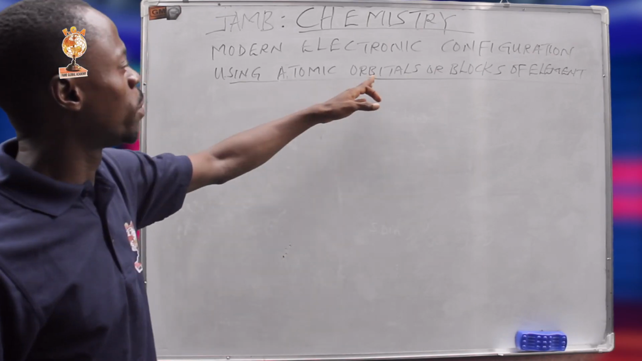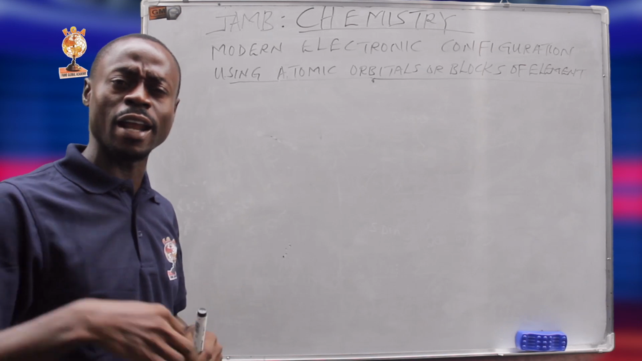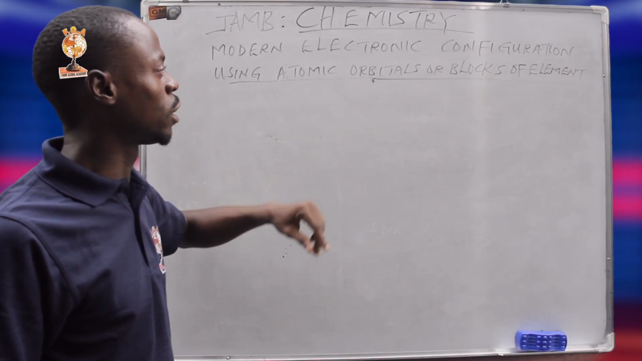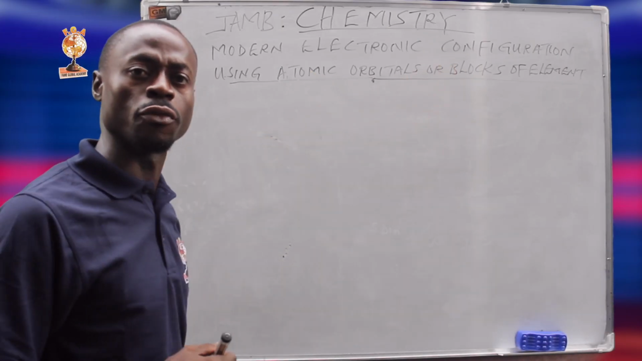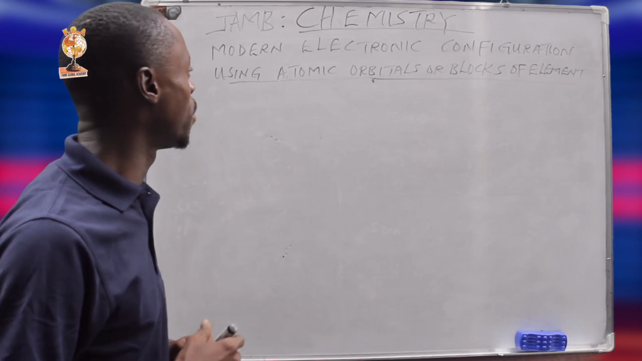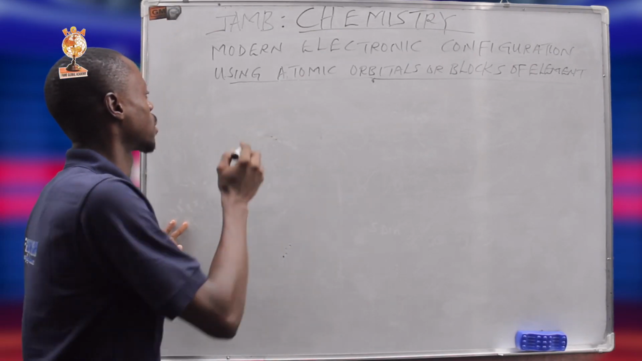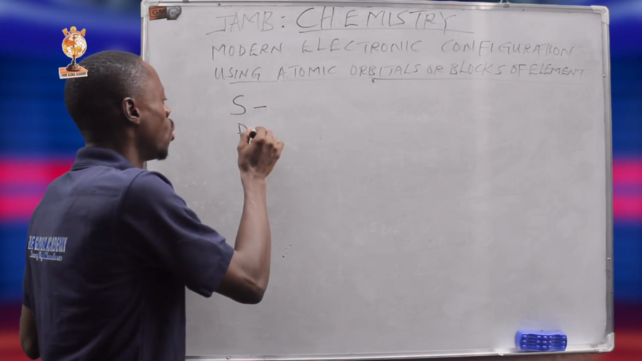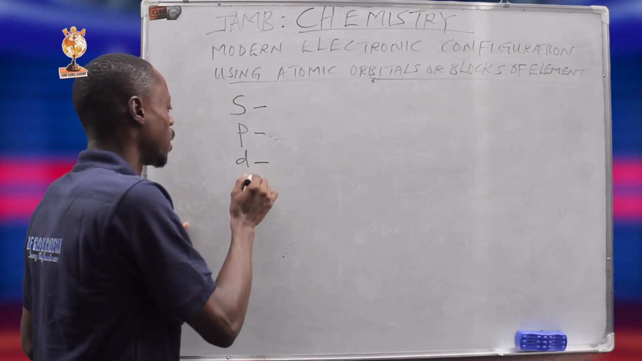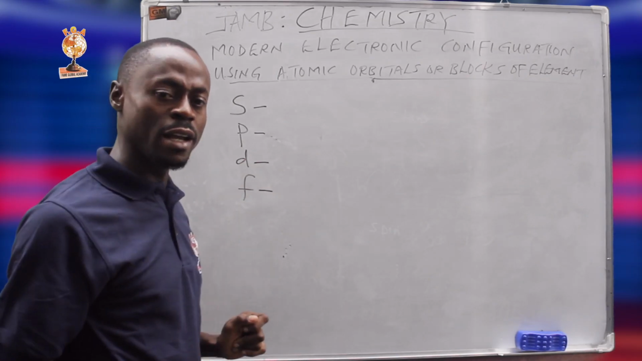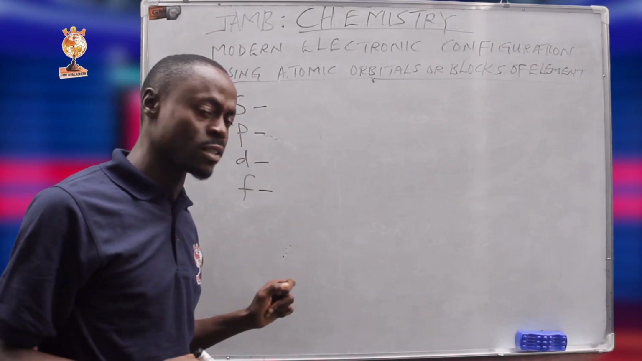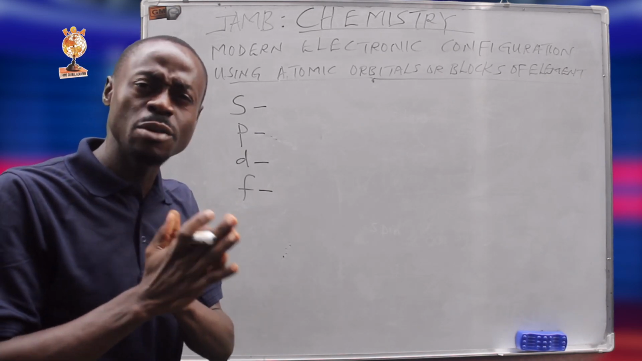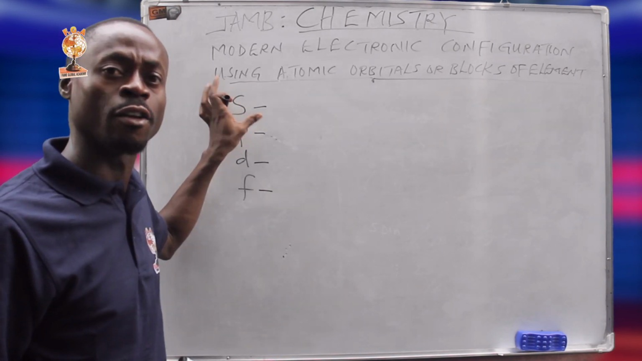What do we mean by atomic orbitals? They are the regions in an atomic structure where electrons are found or situated. We equally call them blocks of elements. We have four blocks of elements or atomic orbitals. We have the s block, the p block, the d block, and the f block. Again, what you should know at this point is that each of these atomic orbitals or blocks of elements has a maximum number of electrons that it can occupy.